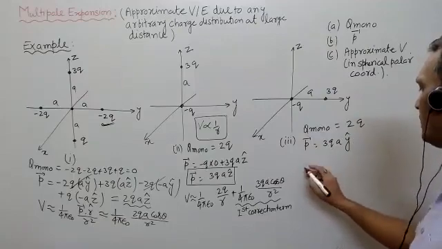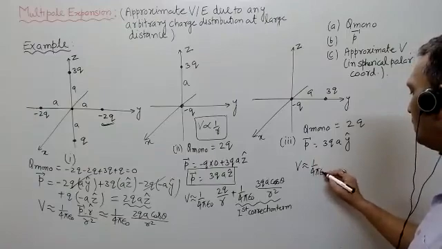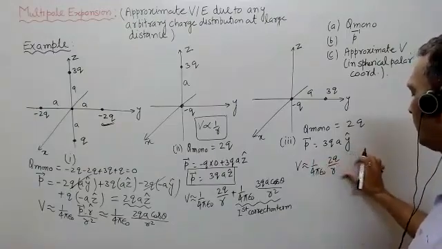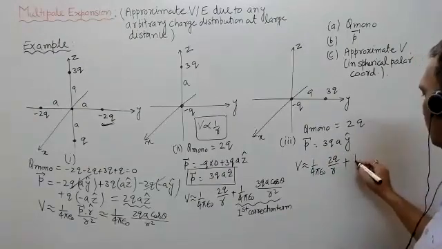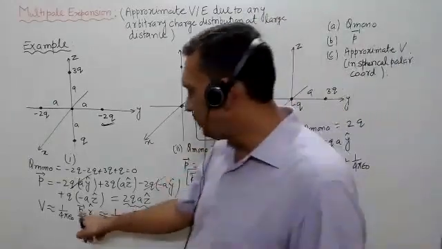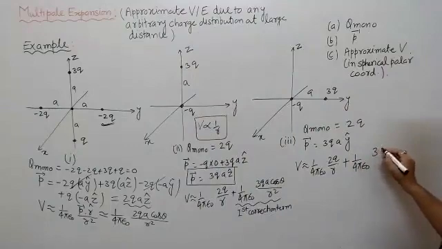So what will be the potential? 1 by 4 pi epsilon naught 2q by r. This is the main dependence, 2q by r, plus the first correction term, 1 by 4 pi epsilon naught p dot r cap. So here you have y dot r cap. So what is y dot r cap?